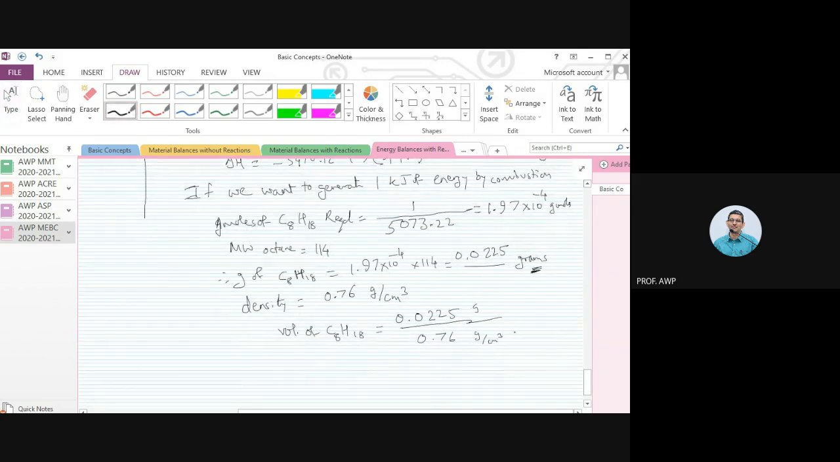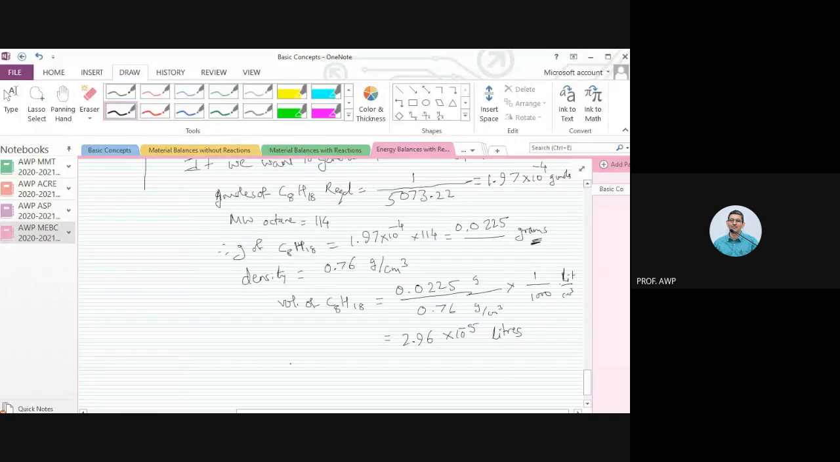Okay. And this will be in terms of centimeter cube. If I want it in terms of liters, 1 liter is 1000 centimeter cube. Converting units, 0.0225 divided by 0.76, so many centimeter cube, divided by 1000. This would be 2.96 into 10 raised to minus 5 liters.